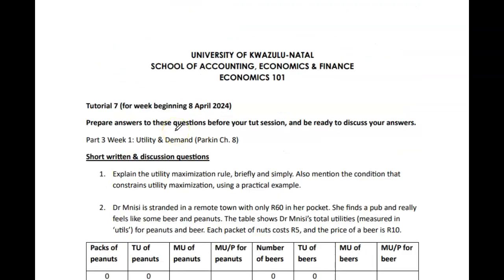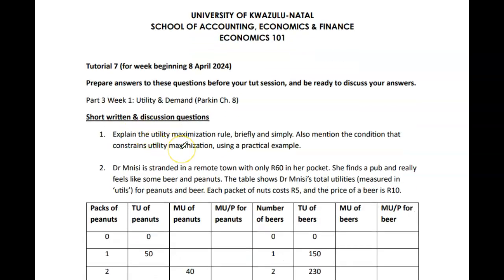Okay, so this is tutorial number 7. This is the first tutorial of part 3. So I'm going to do it. Okay, so the first question states, explain the utility maximization rule and briefly simplify and give an example.